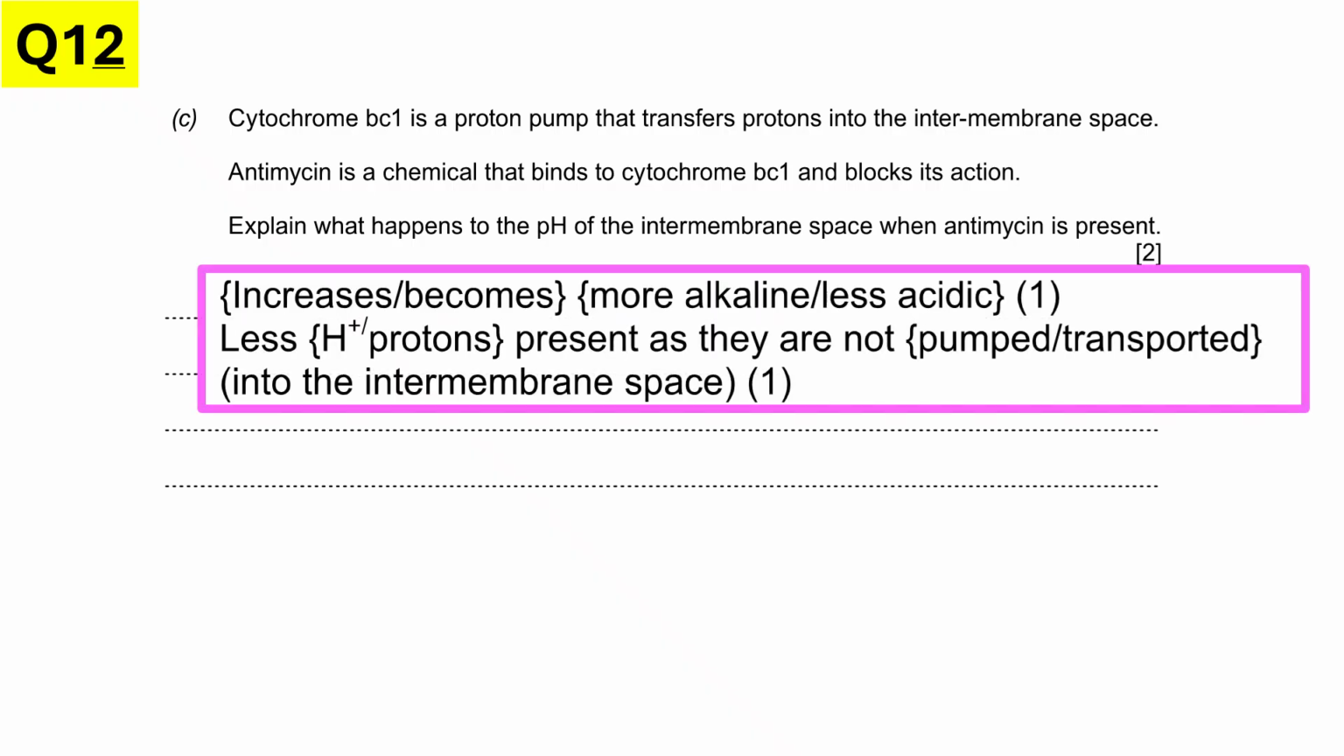So because fewer protons are being pumped into the intermembrane space, because the electrons can't move through the ETC anymore, there's no loss of energy, they're not being activated, the pH would actually start to increase. So you could say it might become more alkaline over time if it goes above pH 7, or it certainly would become less acidic with time.